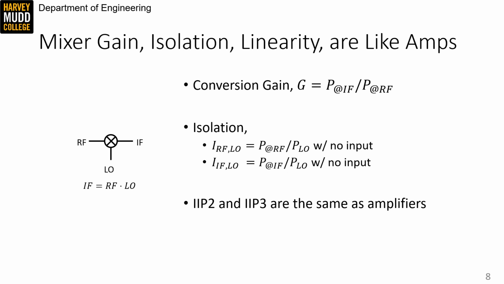IIP2 and IIP3 describe the linearity of mixers just like they do with amplifiers. Passive mixers have very good linearity, and particularly IIP2, so they're popular in a lot of modern receivers. The noise figure of mixers is somewhat tricky, so we're going to give it another slide.